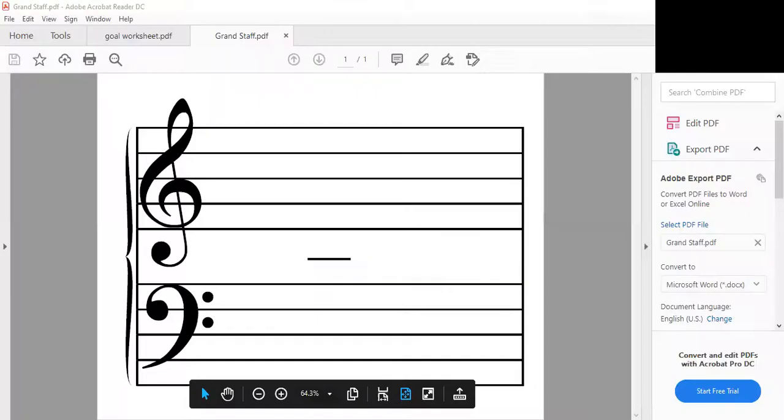Bear with me for just a sec. I'm going to open up my grand staff sheet quickly here. And you can grab yours while you're waiting from your practice kit, and a whiteboard marker. There we go. All right, so I'm going to write in the notes of the bugle scale.